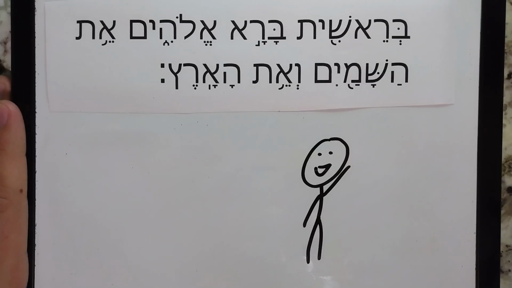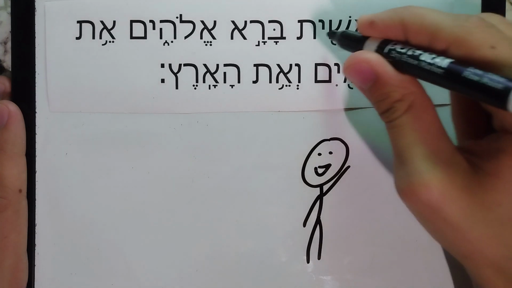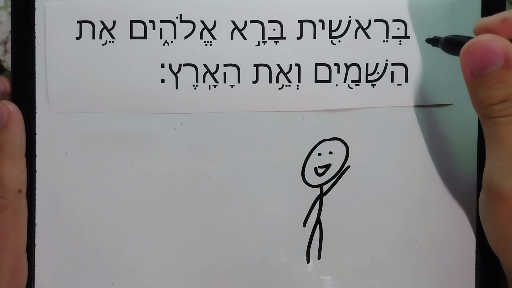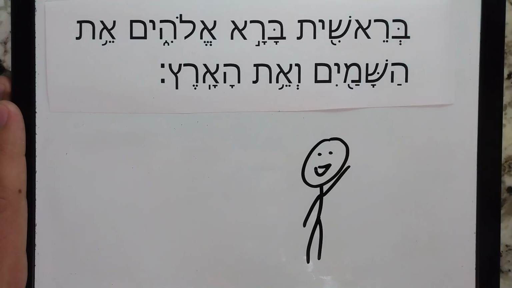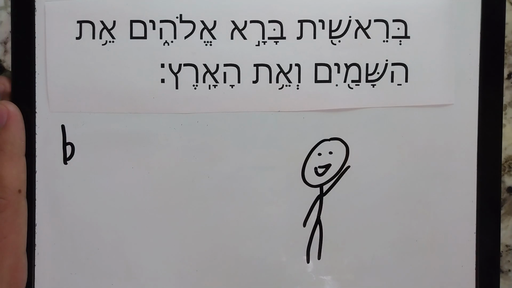So here is Genesis chapter 1, verse 1. The first letter of this verse will be on the top right because Hebrew is read from right to left and from top to bottom. This letter is a letter beit. This beit has a dagesh, and beit with dagesh says ba. So that is the first sound of the Hebrew Bible, ba.